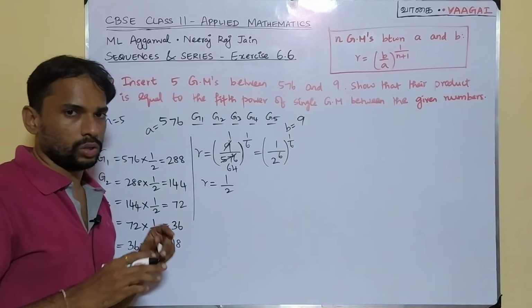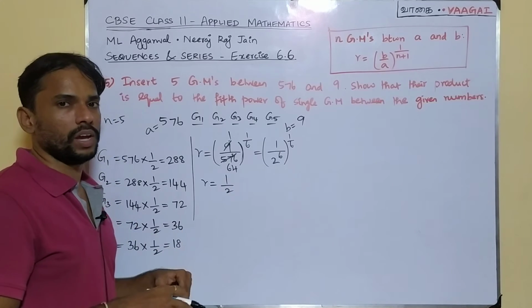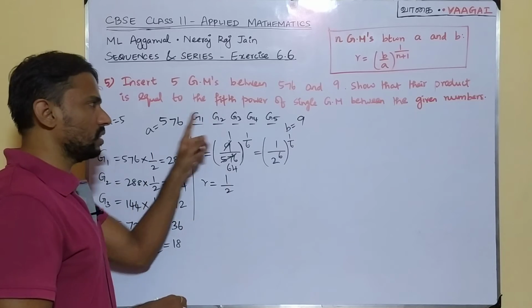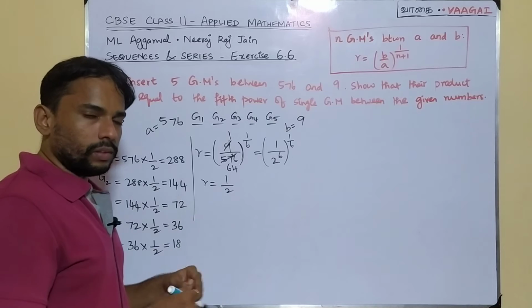So successfully we got all the 5 values of G1, G2, G3, G4, G5. These are going to be the 5 geometric means between which two numbers? Between 576 and 9. Fine. One part is over. Next task.